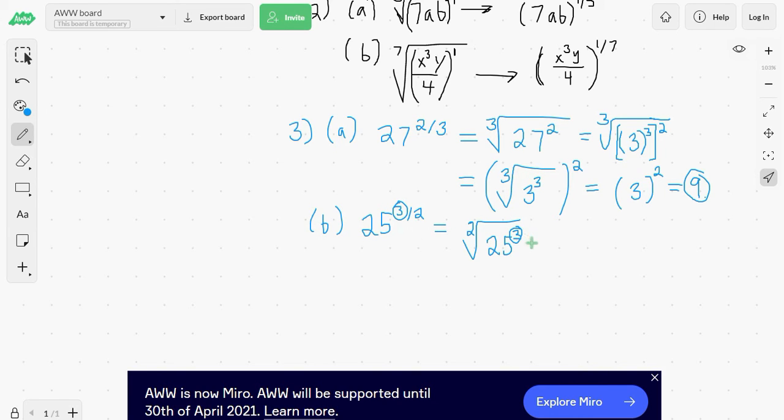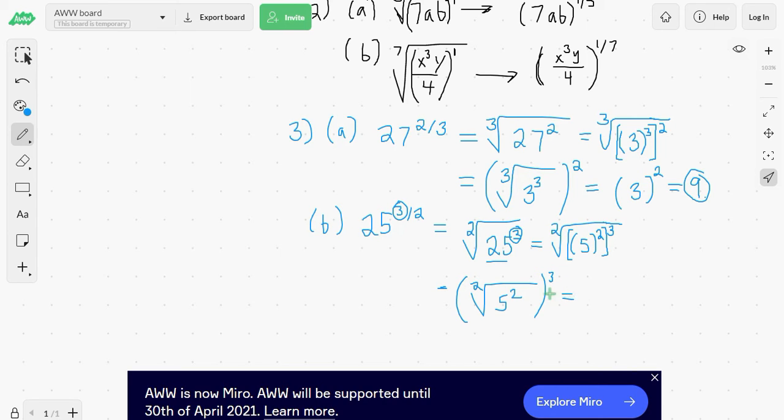Now, we would like to express 25 as some kind of a perfect square. So we can think of 25 as 5 squared. And then since we've got a power of 3, we can't forget about that, so I include that as well. And now, again, we're just utilizing that property that we can pull out this 3 and consider the square root of 5 squared and then cube it afterward.